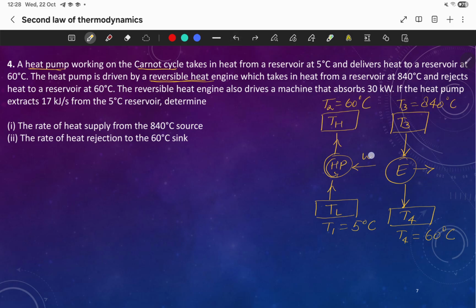Now let's take W1 work is for driving the heat pump, and W2 work is 30 kilowatt for driving another machine. Okay, if the heat pump extracts this amount of heat from the 5-degree reservoir, so this is Q1, this is Q2. So Q1 is given as 17 kilojoule per second.